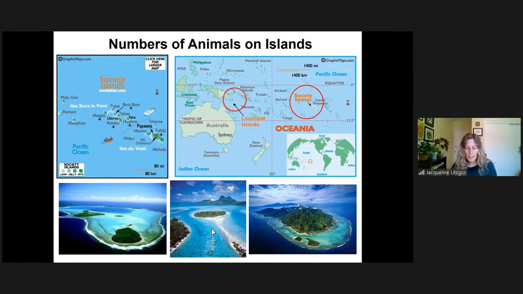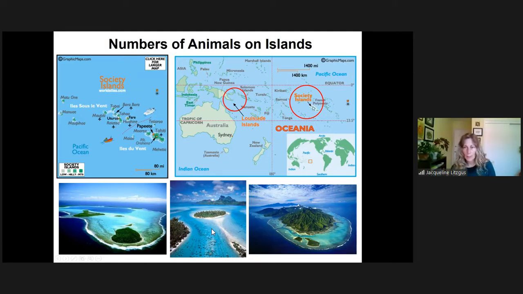So size of the area is not the whole story. The Louisade Islands, these guys over here, are small enough to not be shown on this graph, but they're just off the edge here of Papua New Guinea, right? So the Louisade Islands are right here. And then the Society Islands, right? They're way over here. Okay, here they are blown up again.